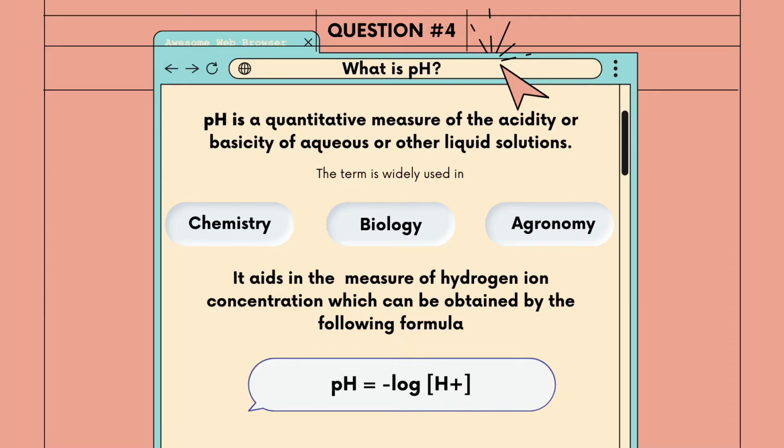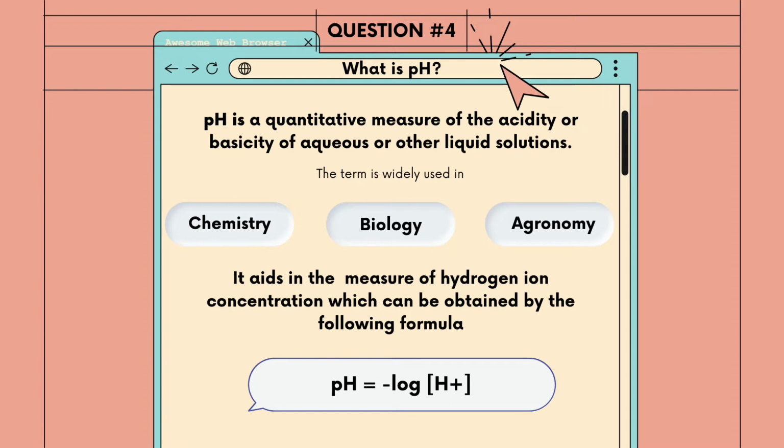Now, since we've already looked at indicators, acids, and bases, that brings us to our fourth question. What is pH? pH is a quantitative measure of the acidity or basicity of an aqueous or other liquid solutions. This term is widely used in the fields of chemistry, biology, and agronomy.